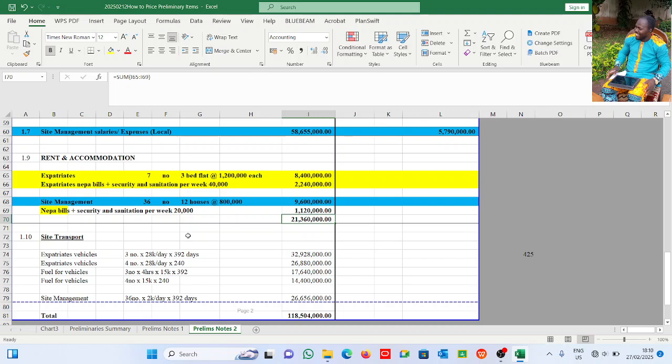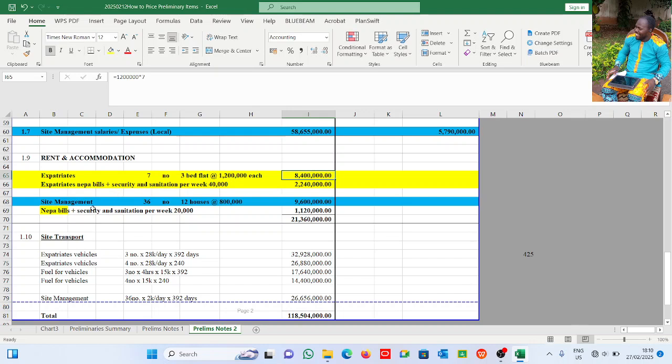But if you're going outside Lagos, they're going to give you an accommodation. Like in this case, we have rent and accommodation. Of course, you have both expatriates and locals. You need to provide for them. So we have 7 expatriates for B2CL, with a 3-bedroom flat at 1.2 million naira each. That gives us this amount for them.